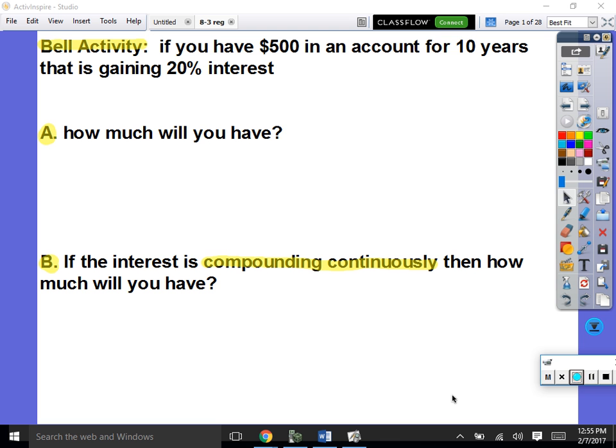in an account for 10 years and is gaining 20% interest, how much will you have? So on part A, guys, we're just getting interest one time a year. So this is when we just use simple exponential growth and decay, which is y is equal to a times b raised to the x. So a is our initial value, right? Our initial value, and b is our growth or decay factor.